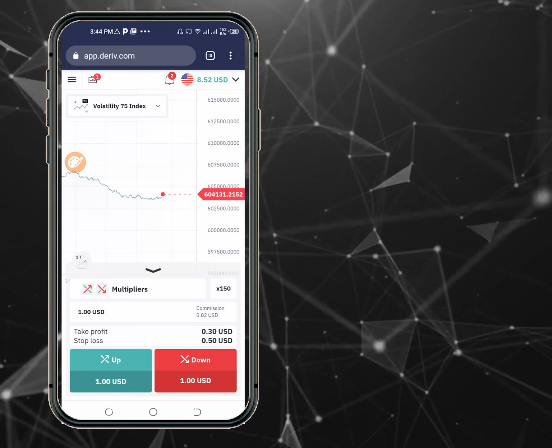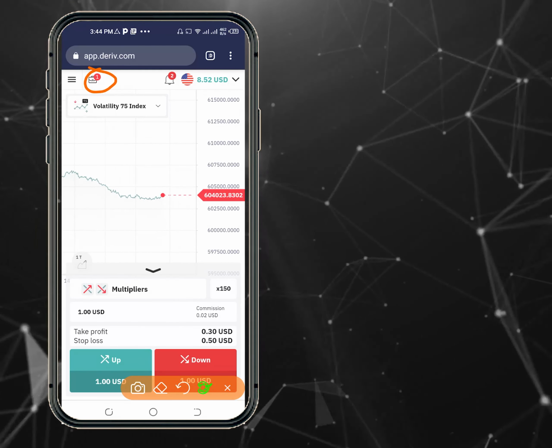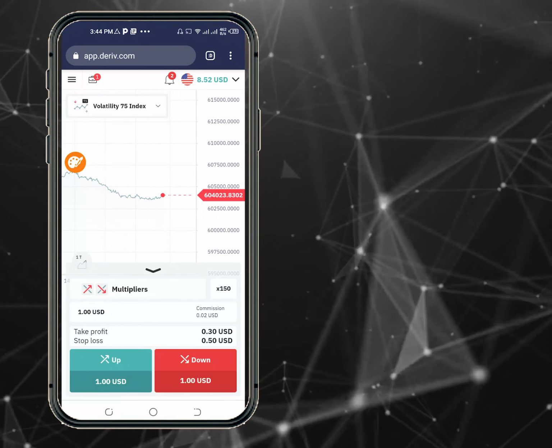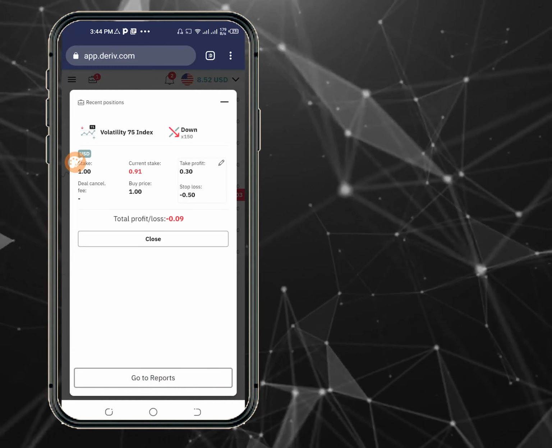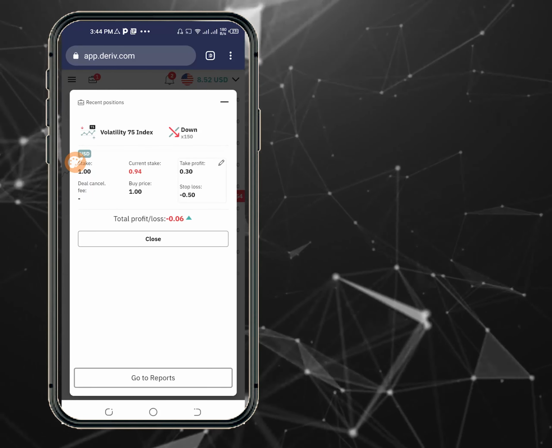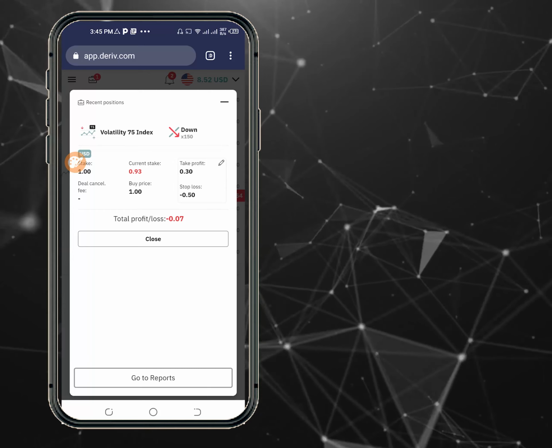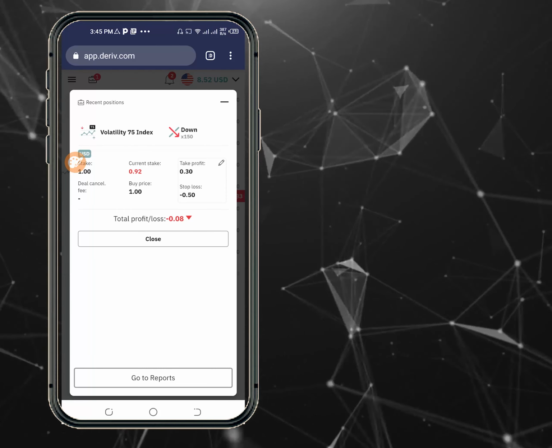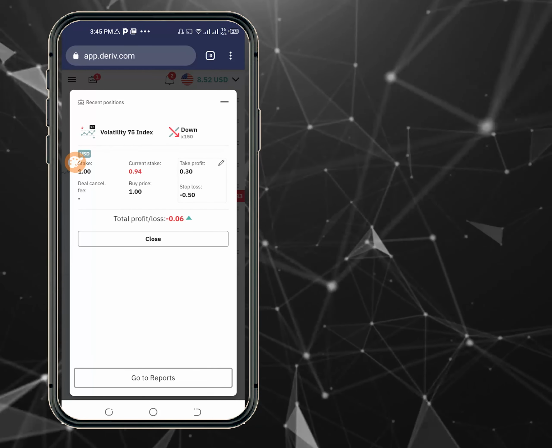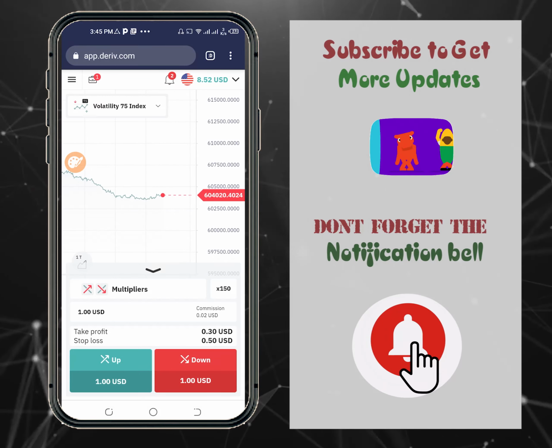If I want to view my recent positions, I will come up here and click on this that looks like a briefcase. So I'll be able to view my trade. You see right now it tells me I'm going on a loss, and I'm losing 7 cents, but I'm not so bothered about that. It's not even up to $1. What matters to me is that I'm trading everything I actually have.